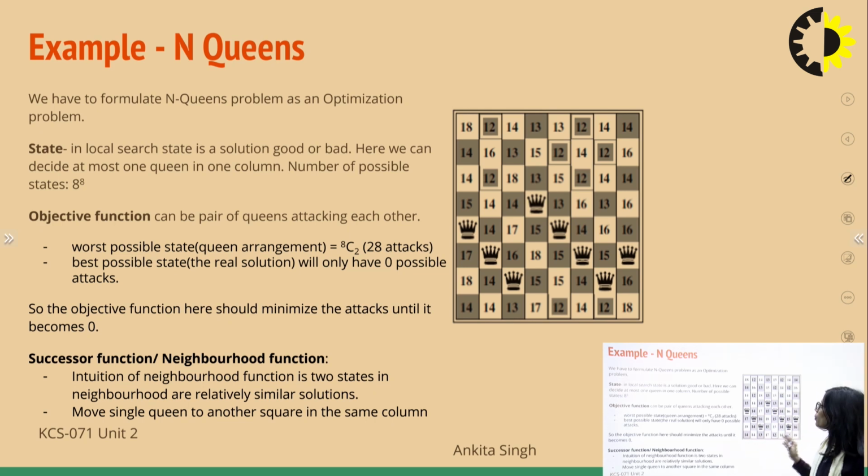Now this is your N-Queens problem. These are the queens that we have to arrange on the board in such a manner that no queens are attacking each other. This is our goal node. So here we are trying to formulate an N-Queens problem as an optimization problem or a local search problem.